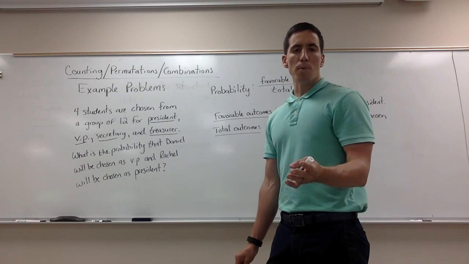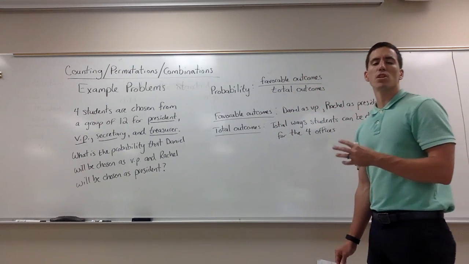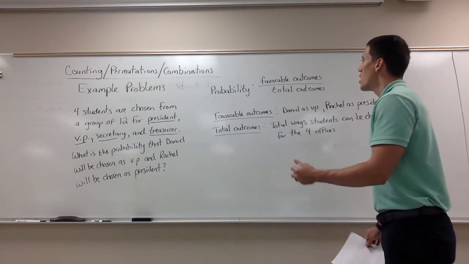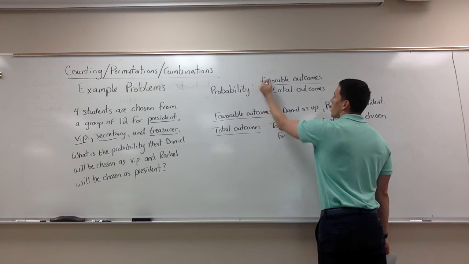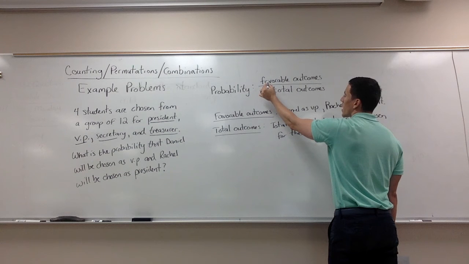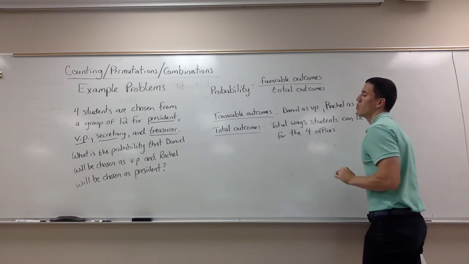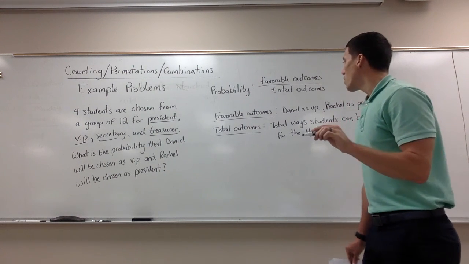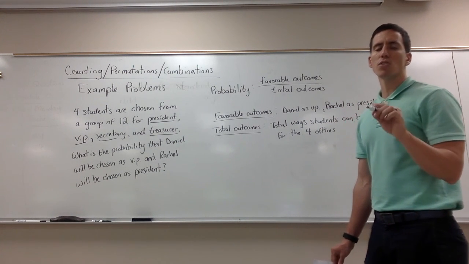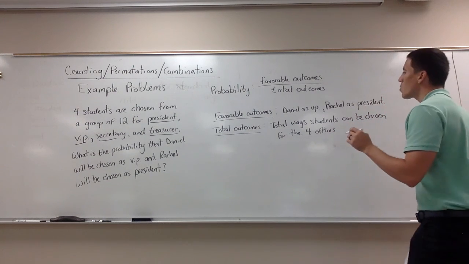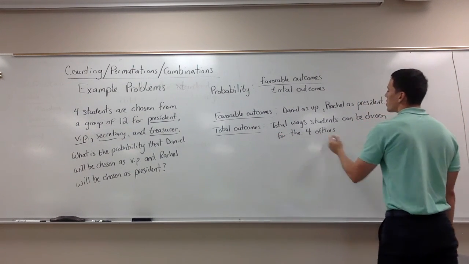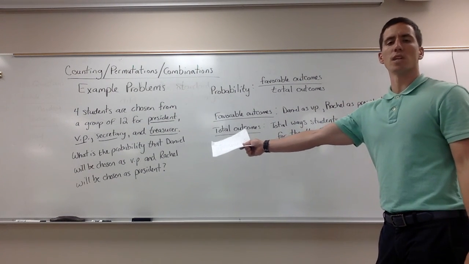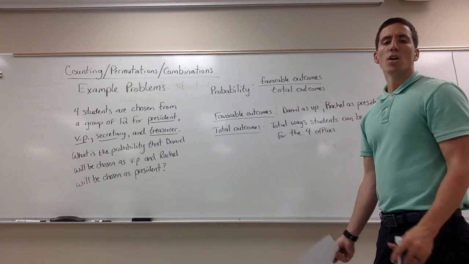When we're talking about probability, we need to back all the way up to our definition of how we calculate any given probability in a general sense. Probability is calculated by the number of favorable outcomes that can occur divided by the total number of outcomes. In this specific problem, the total number of outcomes is actually easier to think about and to calculate. The total number of outcomes is the total ways that students can be chosen for the four different offices of president, vice president, secretary, and treasurer.